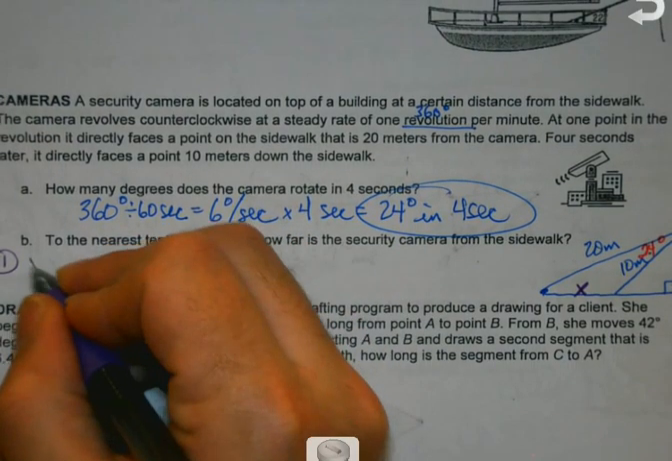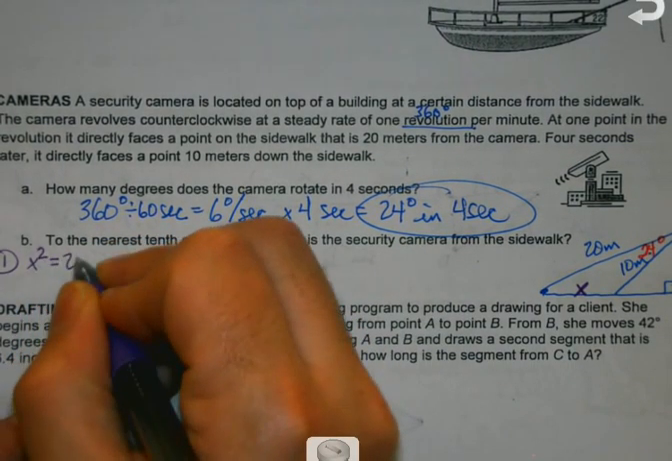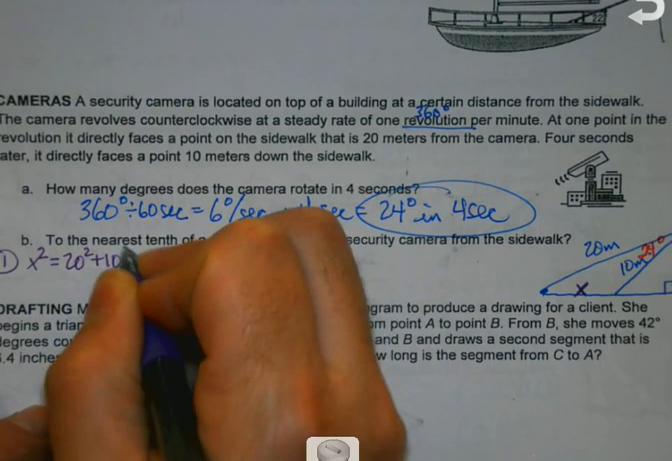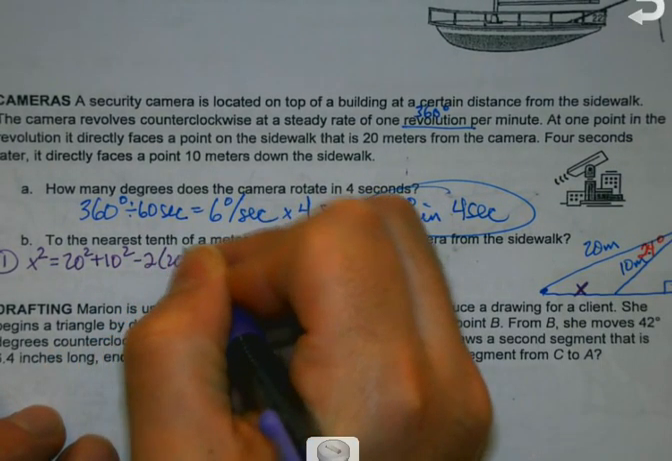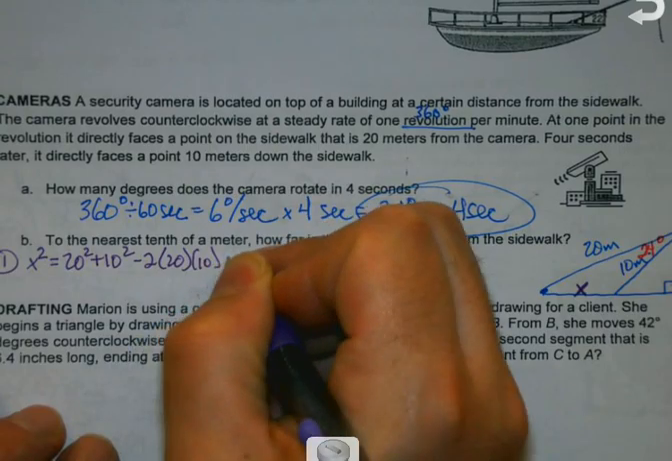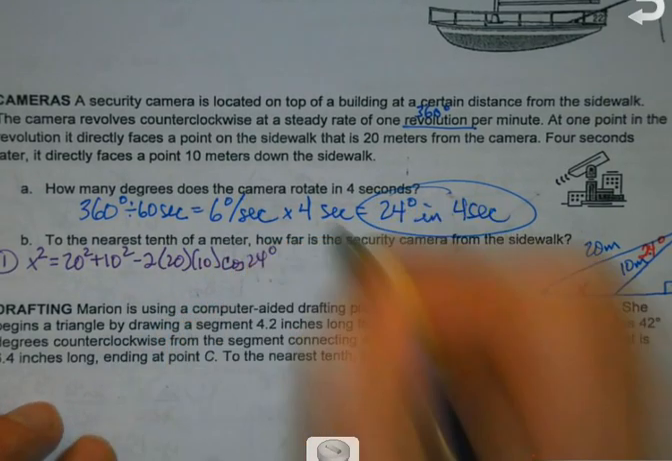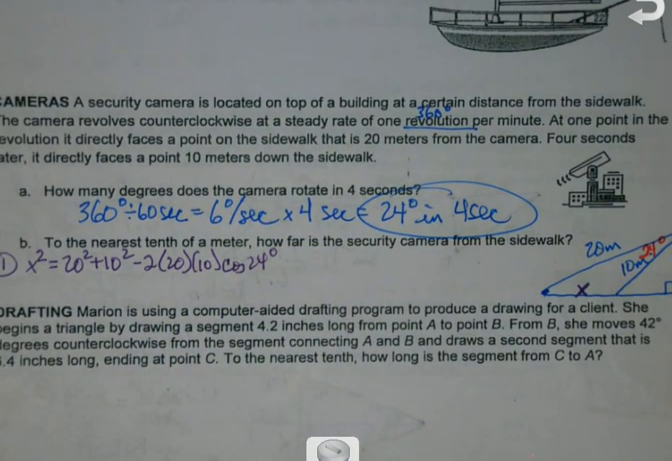So to find x squared, I'm going to take the sum of the squares of my 2 sides minus 2 times their product times the cosine of 24 degrees. To kind of help you out a bit here so we can get to more problems and stuff, I've done all the math already.